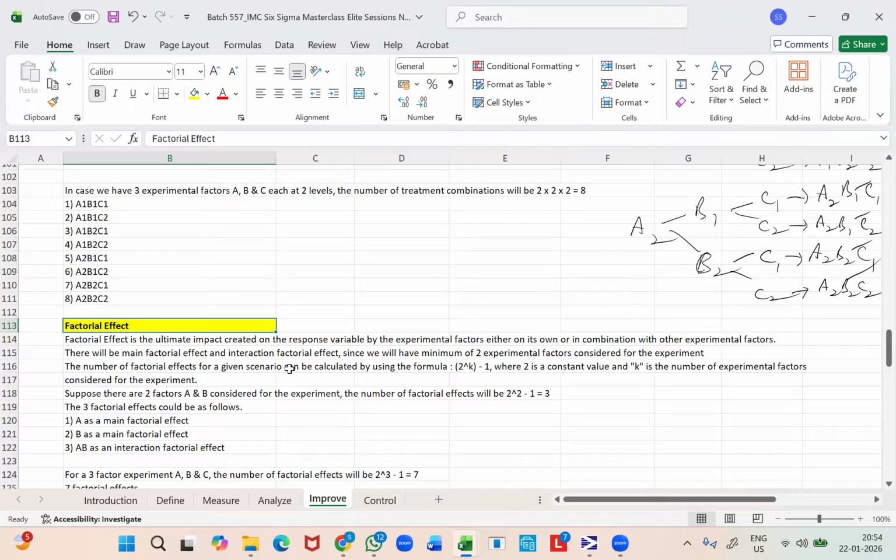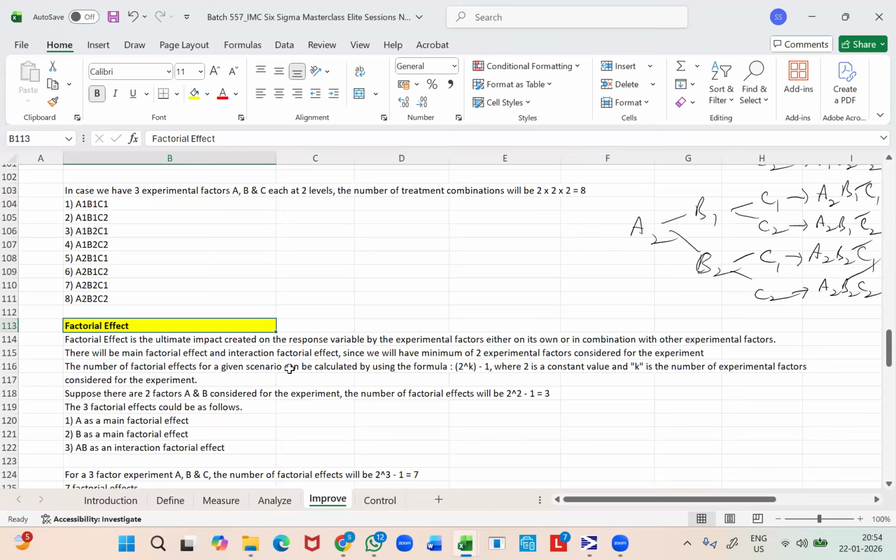Suppose we have two factors considered for the experiment, just like the coffee preparation scenario, then how many factorial effects will we have? It will be 2 to the power of 2 minus 1. What is 2 to the power of 2? It is 4. 4 minus 1, so 3 factorial effects are applicable for a two-factor experiment scenario. What are the three factorial effects, as we saw just now for the coffee preparation scenario? Temperature as a main factorial effect, quantum of coffee powder as a main factorial effect, and temperature into quantum of coffee powder as an interaction factorial effect.